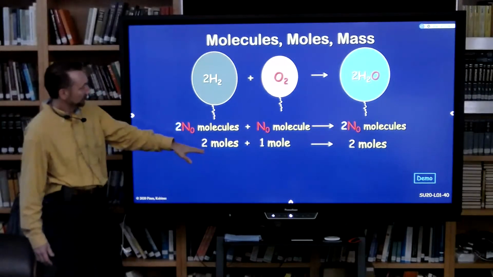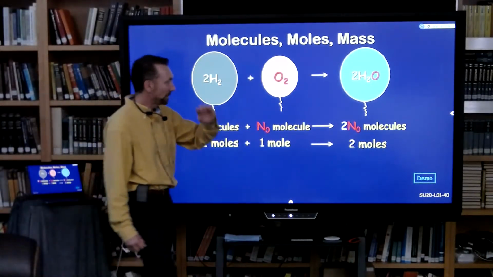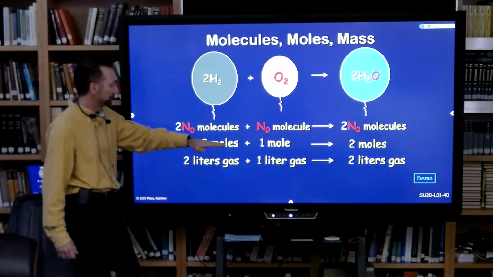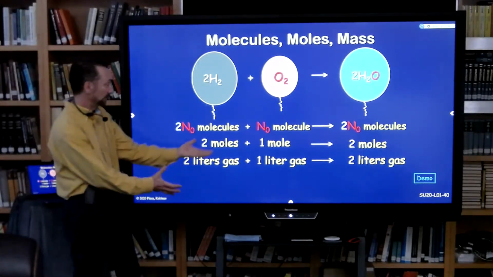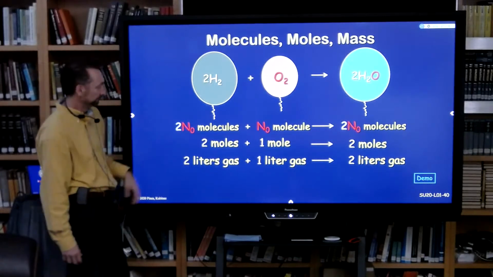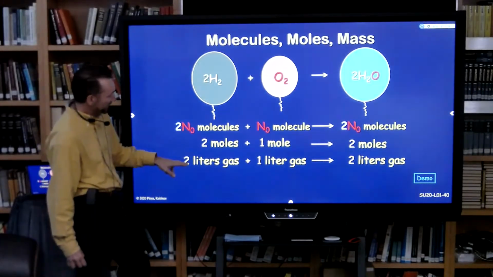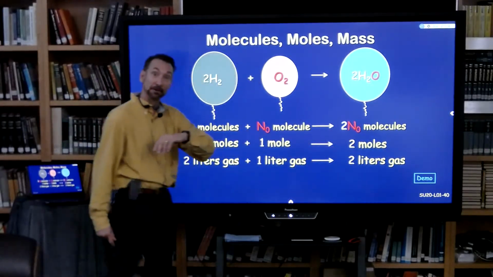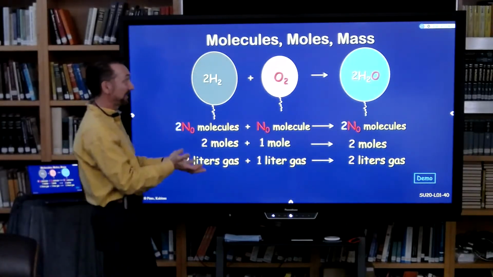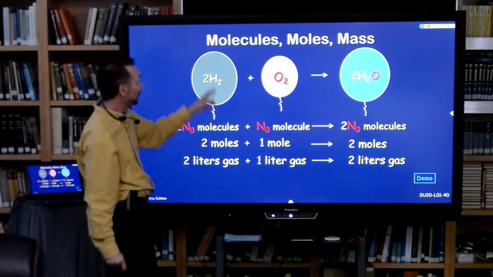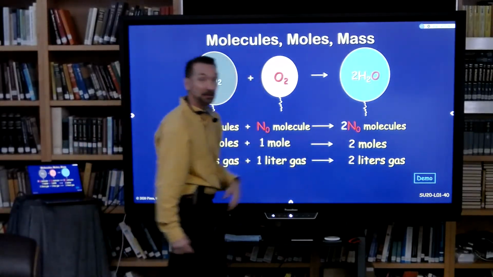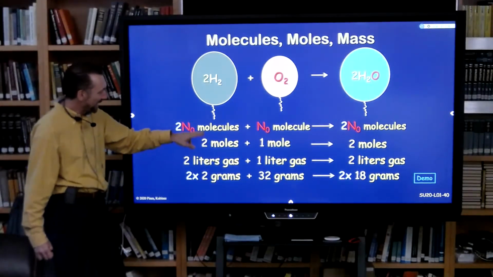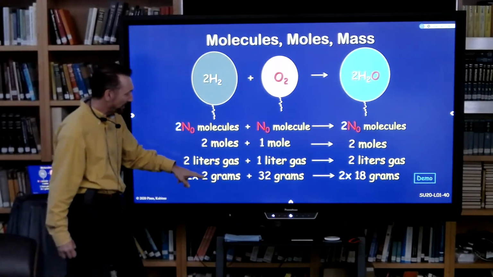So 2 moles would react with 1 mole to give you 2 moles. So you can substitute particles with moles, of course, because that's what a mole is, just a number of particles. In this case, liters of gas would be 2 to 1 to 2. And we'll learn why that is. But basically, gas takes up space. The more particles, the more space. So twice as many particles gives you twice as much volume of gas.